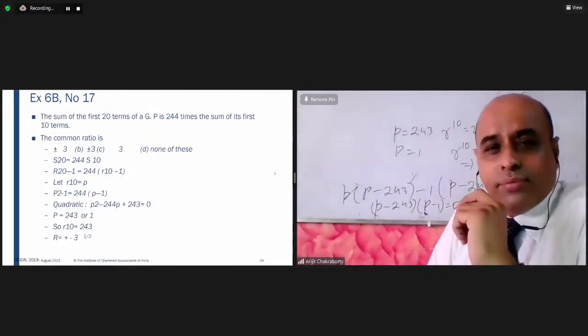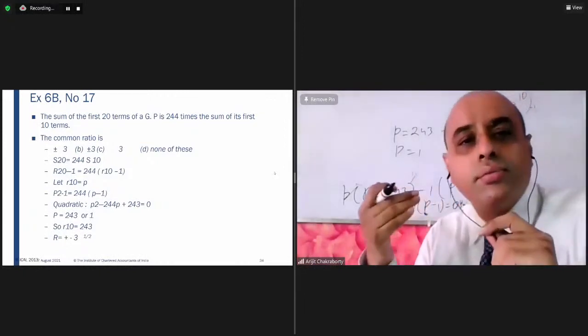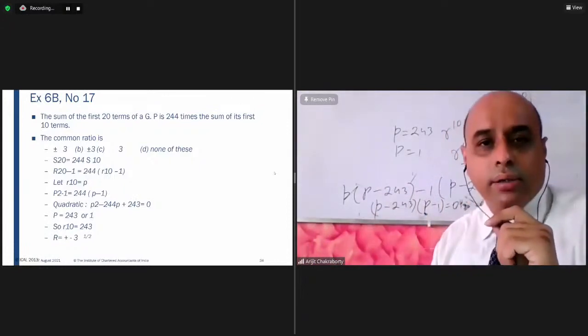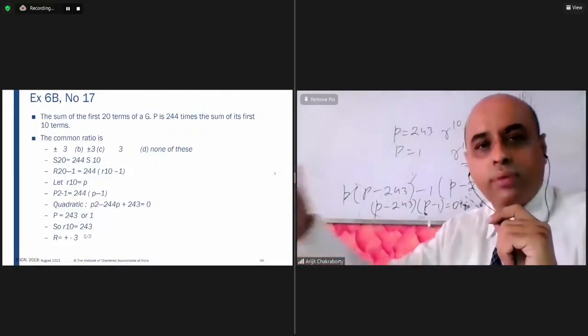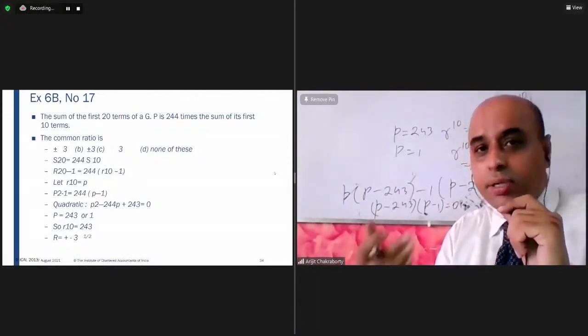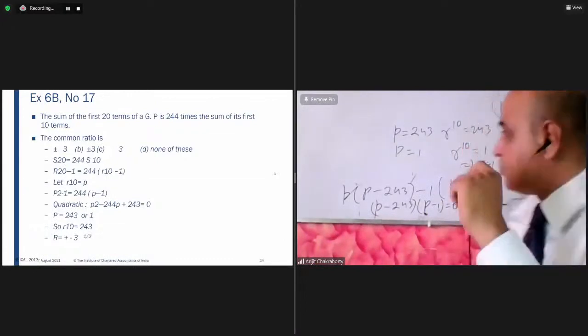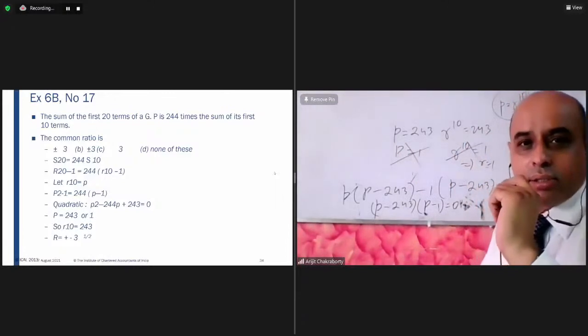But that is not possible. If R is equal to 1, then it is not a progression. R equal to 1 means what? If the first term is, say, 5 and R is 1, then what will be the result? 5 into 1 is 5, 5 into 1 is 5, 5 into 1 is 5. It can be a sequence, but it's not a progression. So this is not the right answer. Please try to see why I'm not taking this as the right answer.